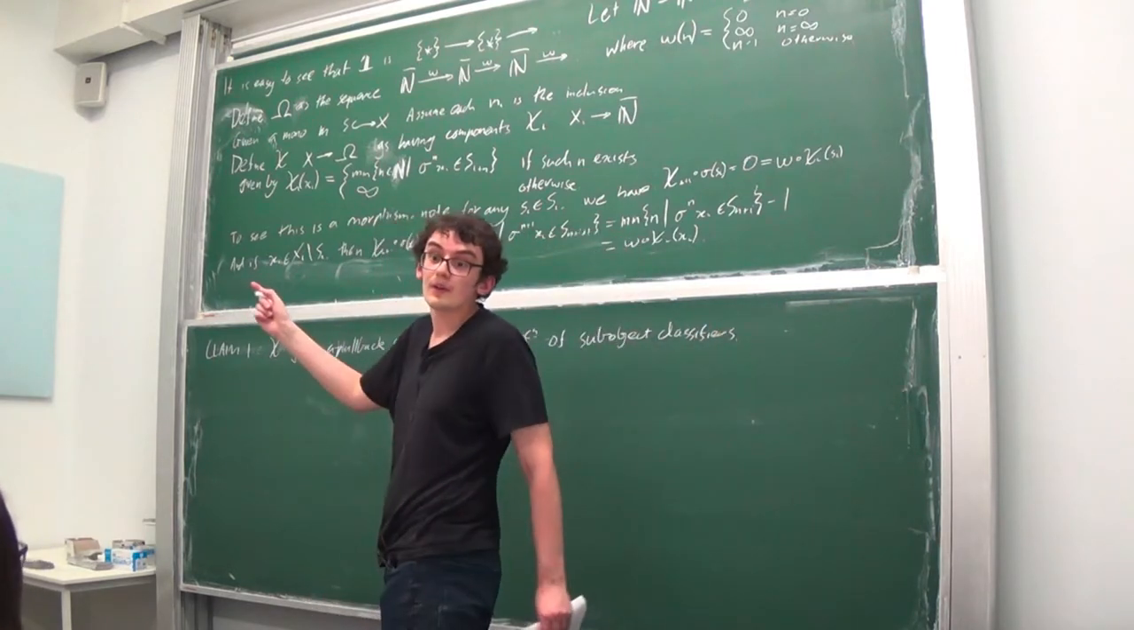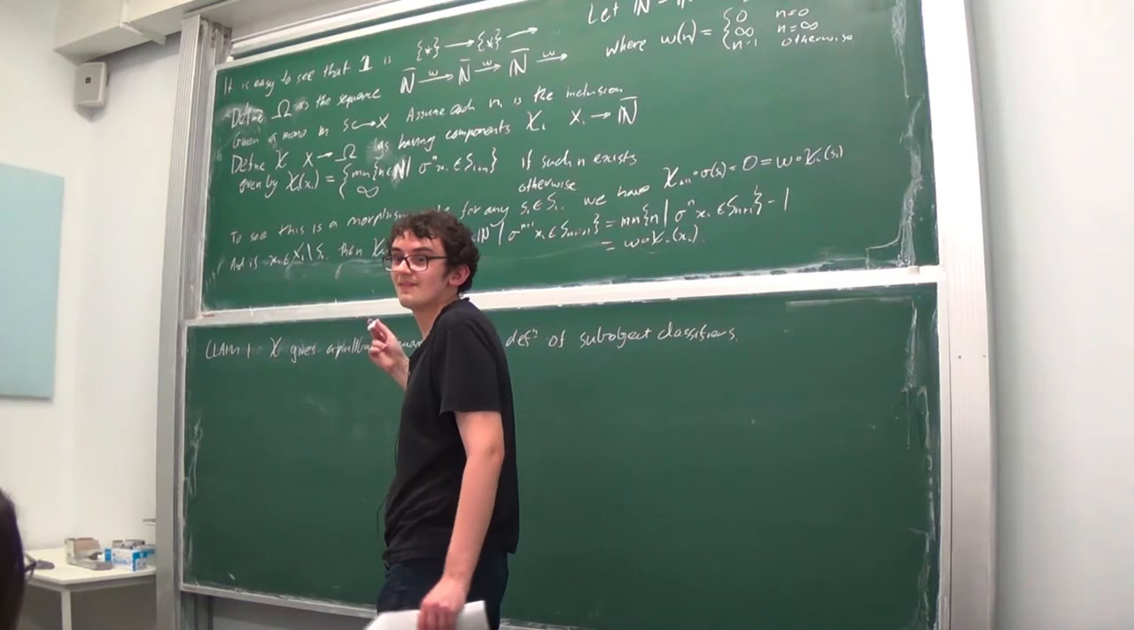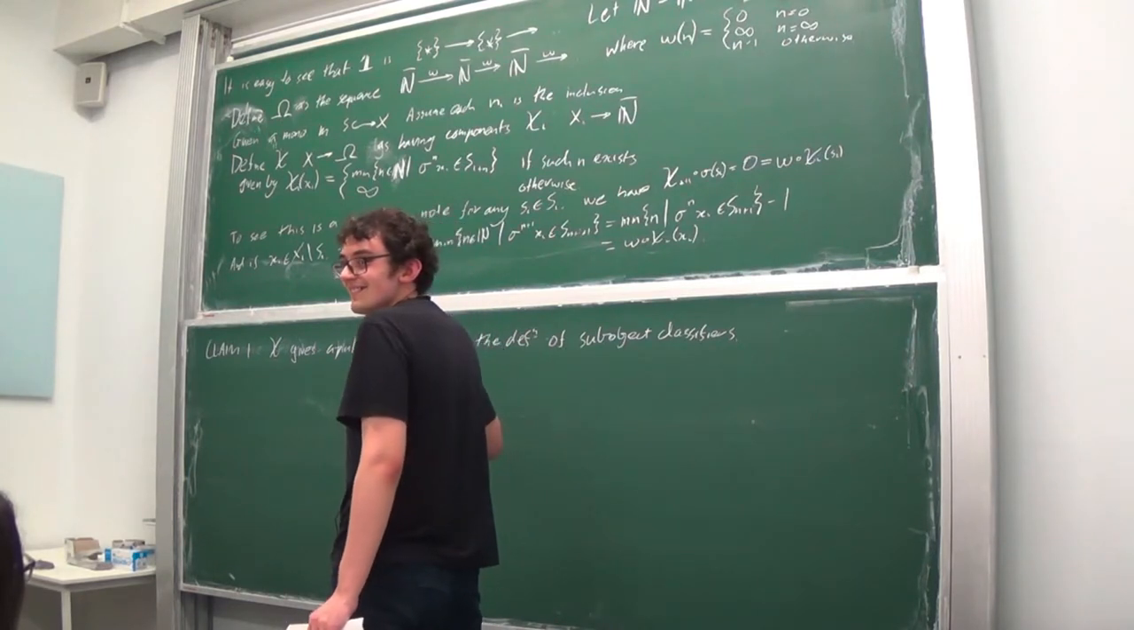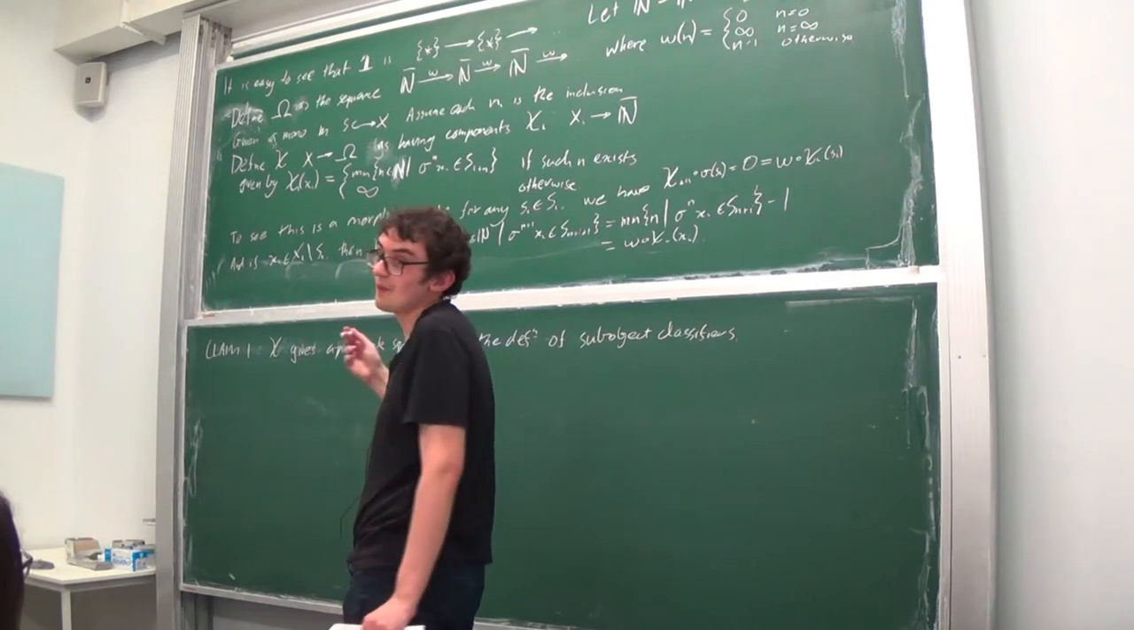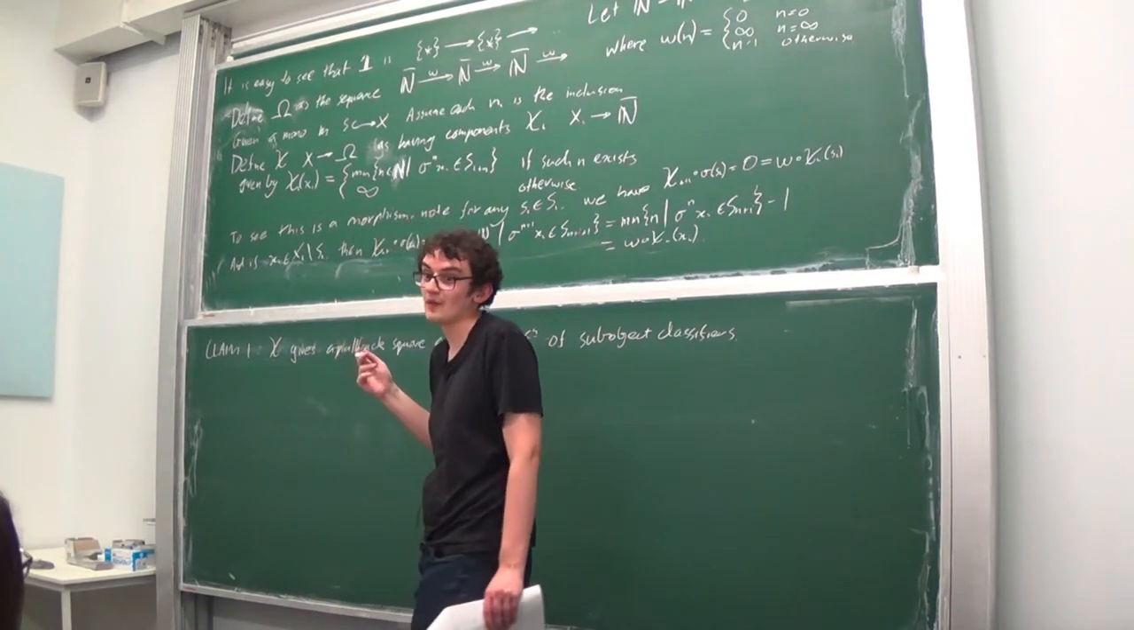How long can I go for? Because I'm going to run out of time, I would much rather do claim 2 than claim 1. Claim 1 is essentially the same as claim 1 from the last one.